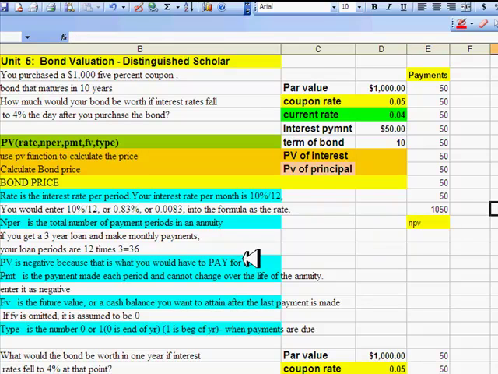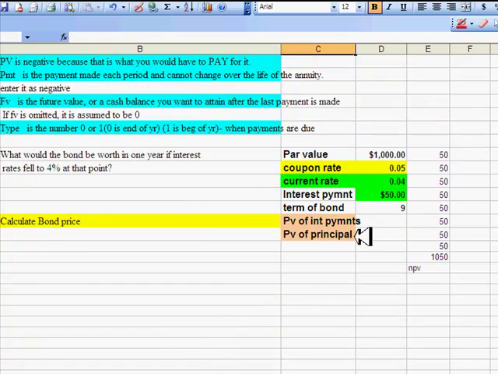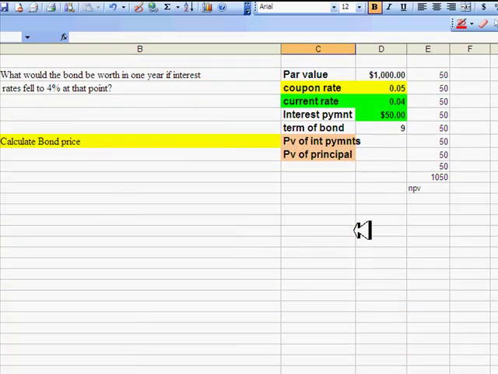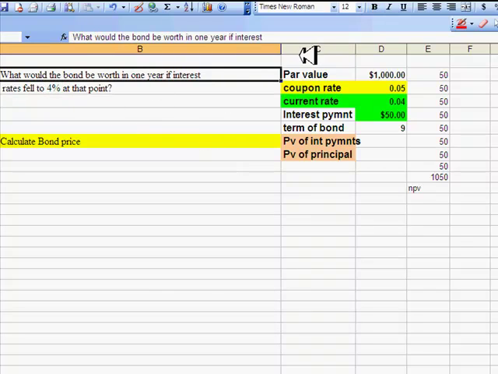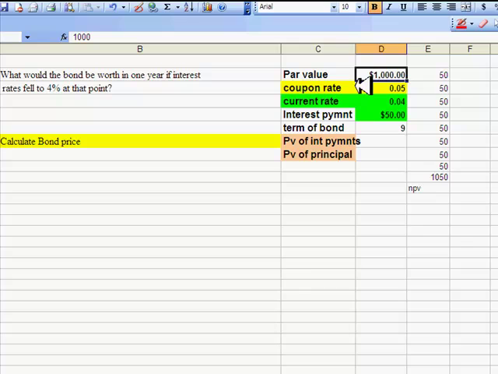So the second part of the problem is what would be the bond worth if the interest fell to 4% after 1 year. Your par value is still the same 1,000, the coupon rate is still 5%, the current rate is 4%, and the interest payment is $50. Now the bond term is 9 years because 9 years are left. So after 1 year, the interest rates have fallen.